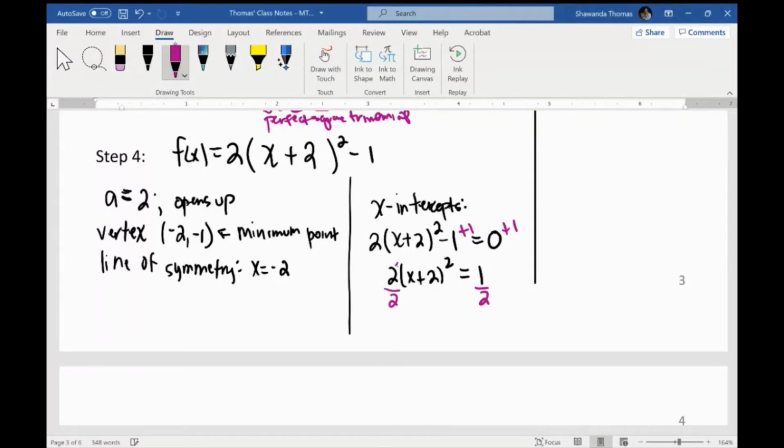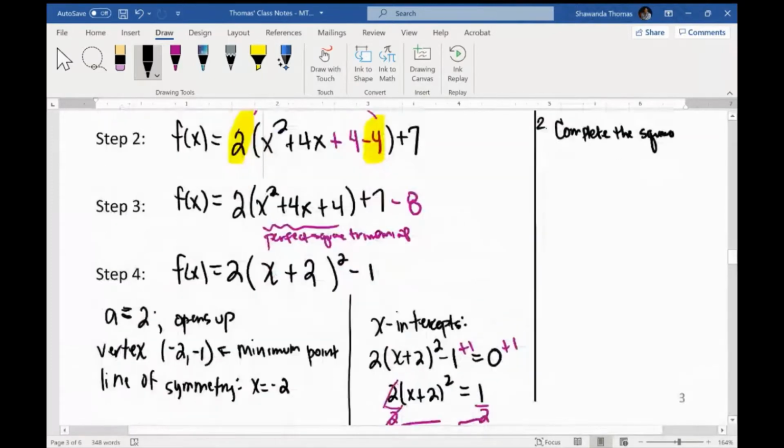All right. 2 cancels. We have x plus 2 squared equals 1/2. Now, how do I get rid of the second power? Square root it. Not square, because if we squared it, it would be to the 4th power. We made it even bigger. We want to square root it because that's the inverse of squaring something. But when you square root something that is squared, don't forget you got to put the plus and minus sign.